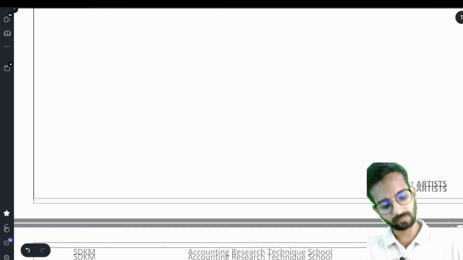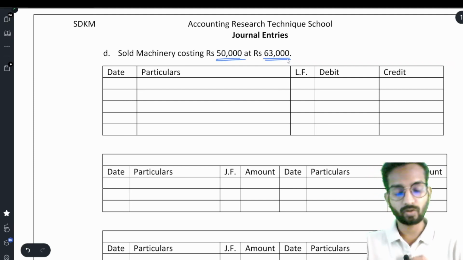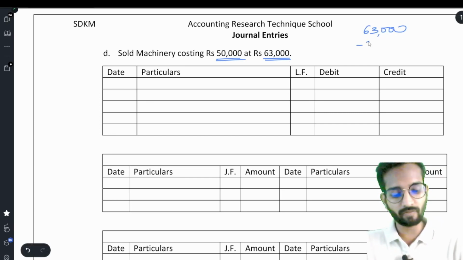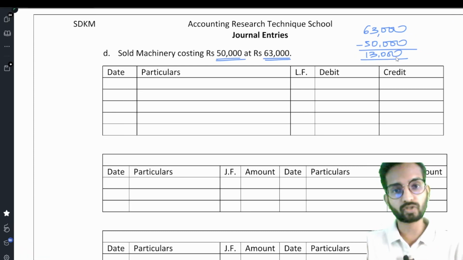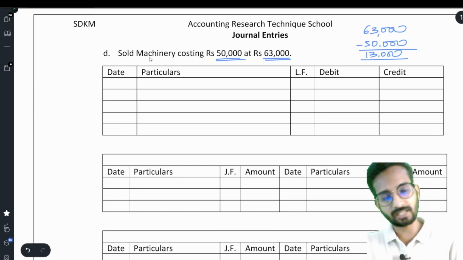Now moving to the next question. Sold machinery costing rupees 50,000 at rupees 63,000. It means that we have earned a profit. Sir, we have earned a profit of how much? We have earned a profit of 13,000. I told you before also, incomes and profits, whenever we are earning them, they will be credited.